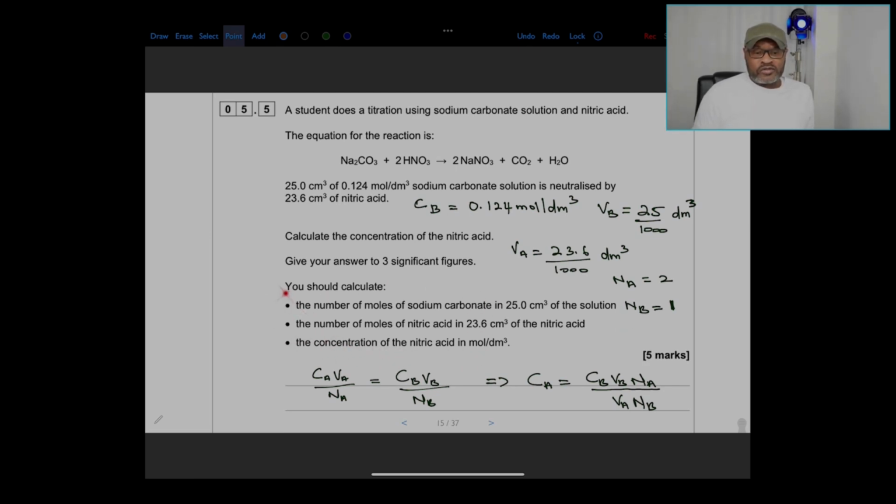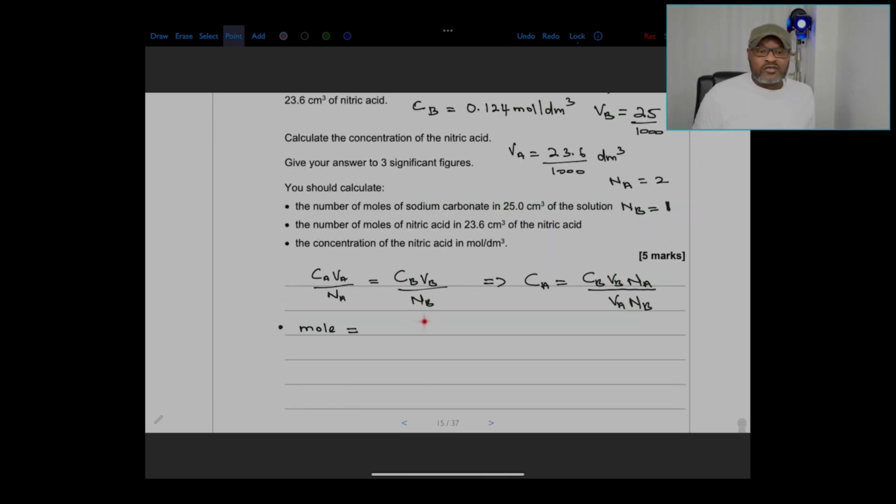But the question wants us to show this and that, so we have to do that. So first thing to do is to find the mole of the base, sodium carbonate. The mole will be the concentration of base times volume of base. We know the concentration of the base is 0.124 times the volume, which is 25 over 1000. And that will give us 0.0031 mole. So that's the mole, so that answers the first question there.